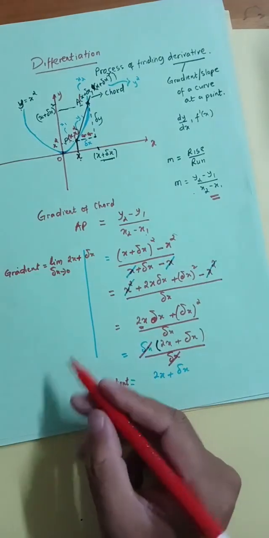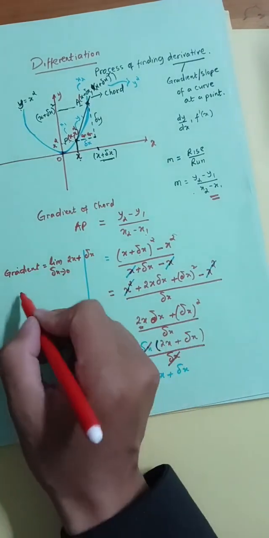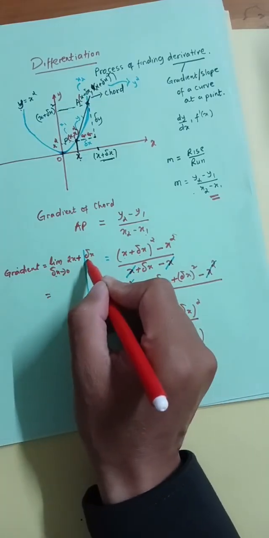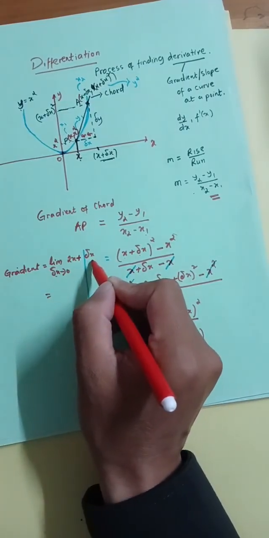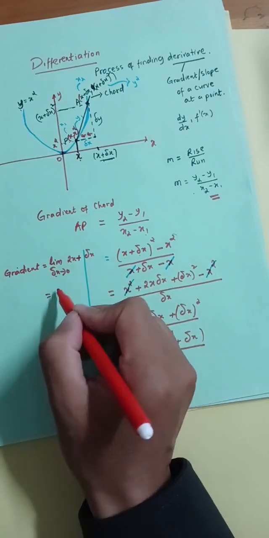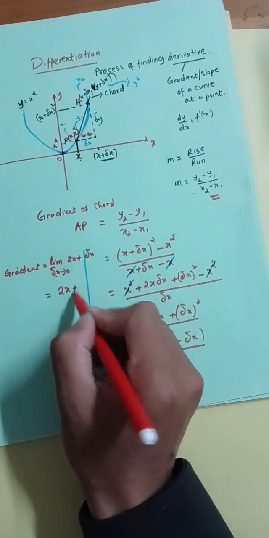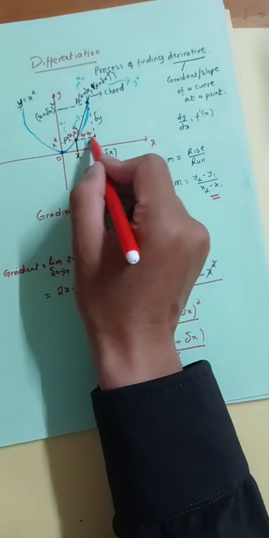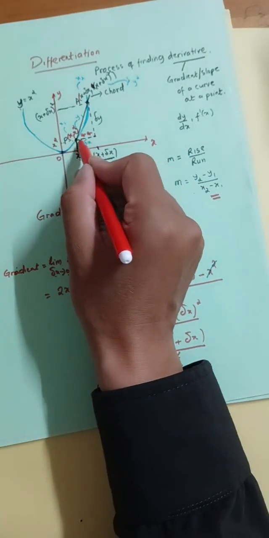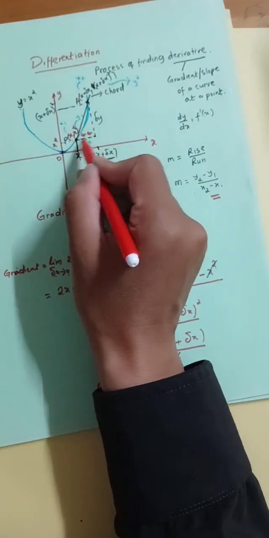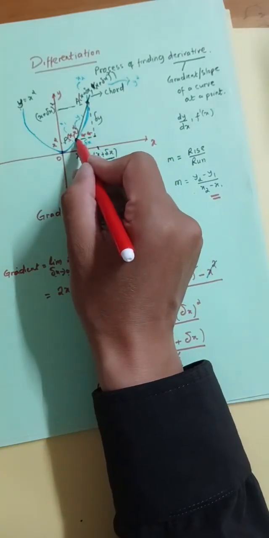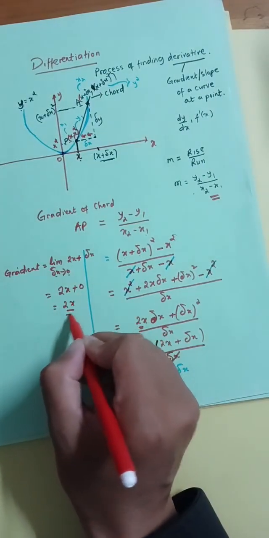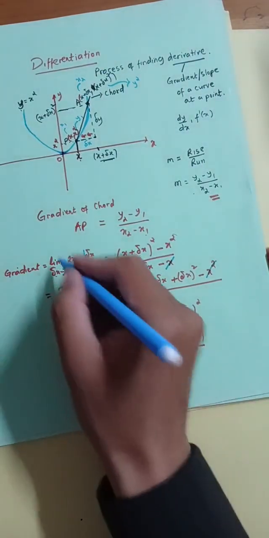Now delta x tends to 0, so it is close to 0 and negligible, so we get 2x. When this distance becomes very close and delta x tends to 0, the gradient is replaced by 2x. So 2x is our limiting case.